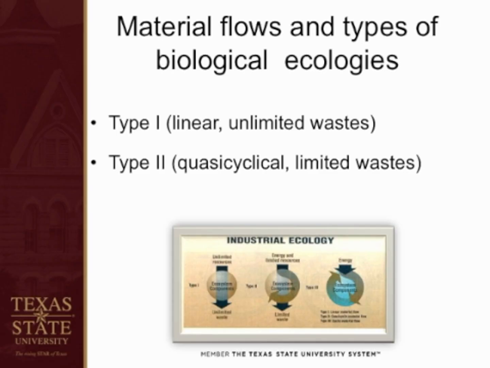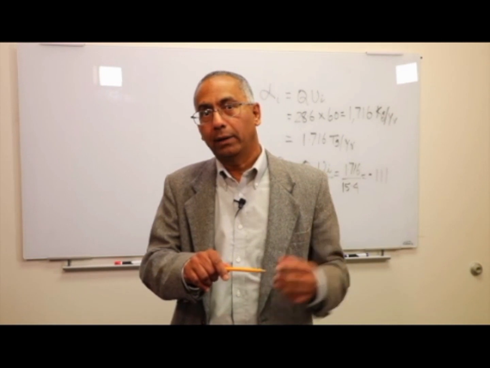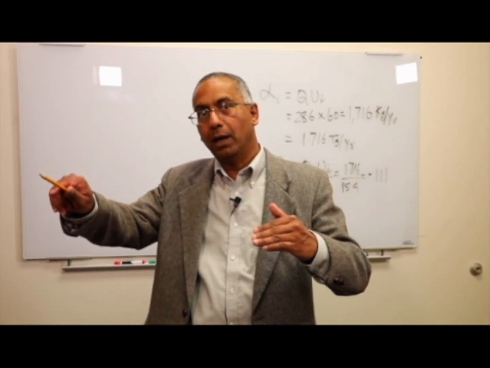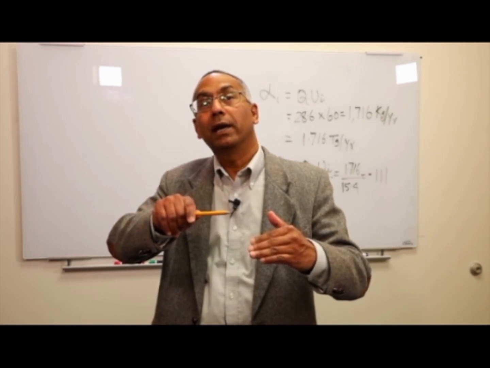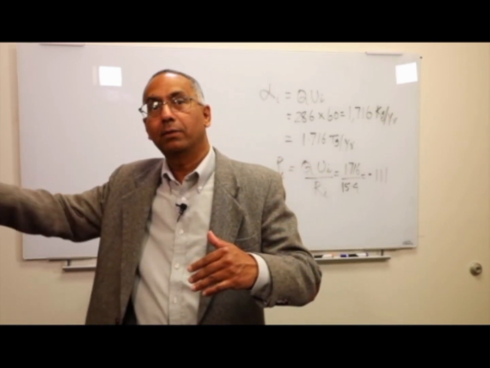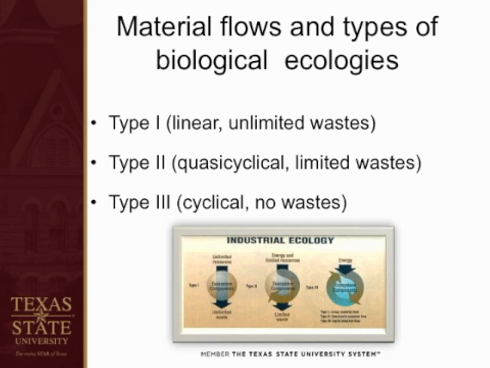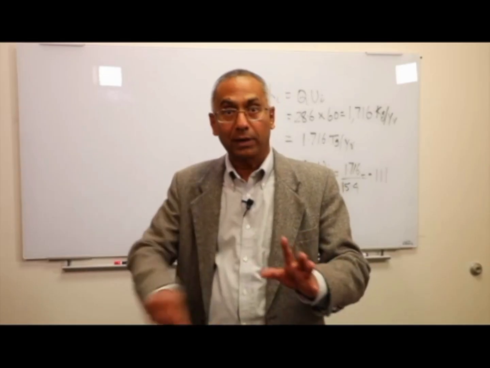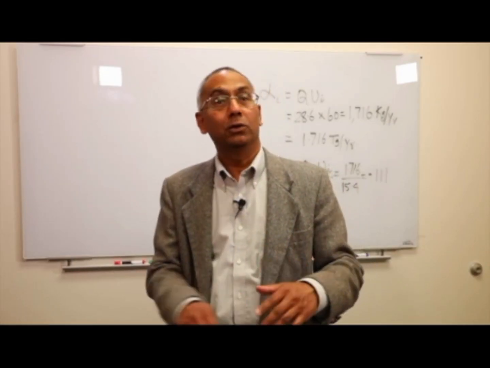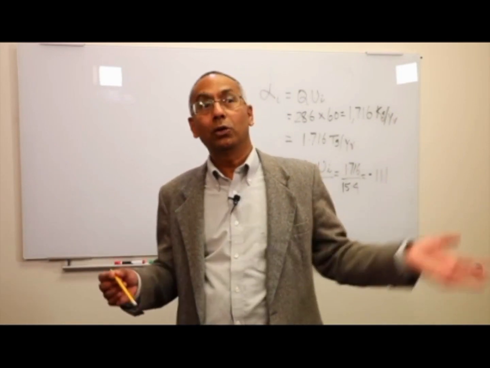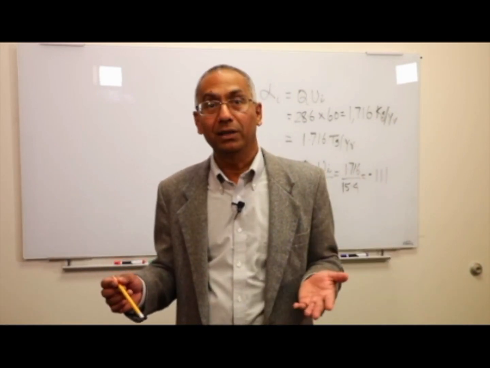Then we have a quasi-cyclical system. It's like a cycle where some materials go in and are processed, and a lot of the waste is used again, but does have some material that's ultimately simply discarded. The third kind of system is called cyclical. So this is a perfectly recycling entity, no waste at all. Whatever goes in is used. So they don't draw on more and more materials.